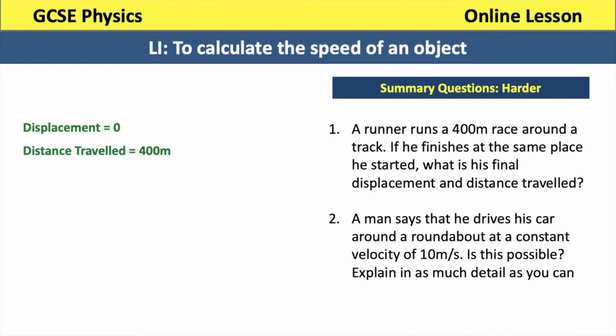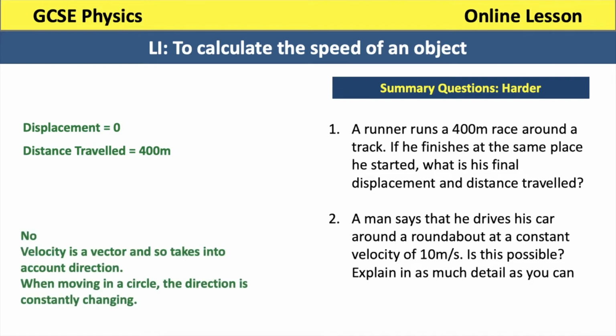The first mark is for pointing out that no, this is not possible to do. The reason being that they've said he goes at a velocity of 10 metres per second, a constant velocity. Now, velocity is a vector, which means it takes into account direction, but when you move in a circle, the direction is constantly changing, and so therefore you can't have a constant velocity because the direction changes, so this is not possible.